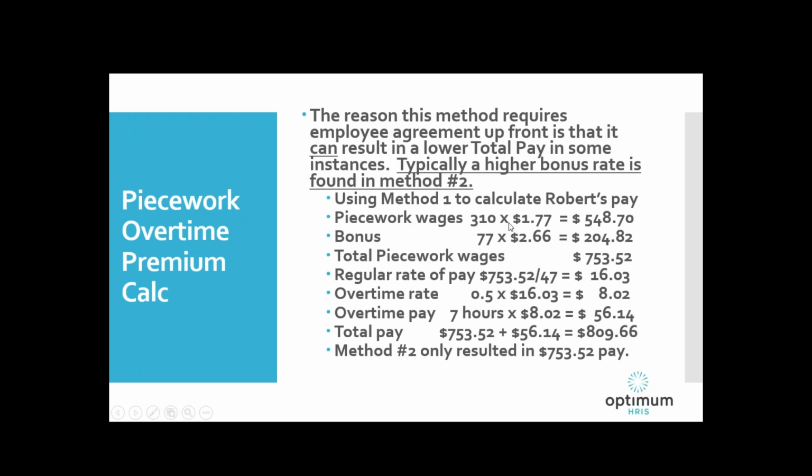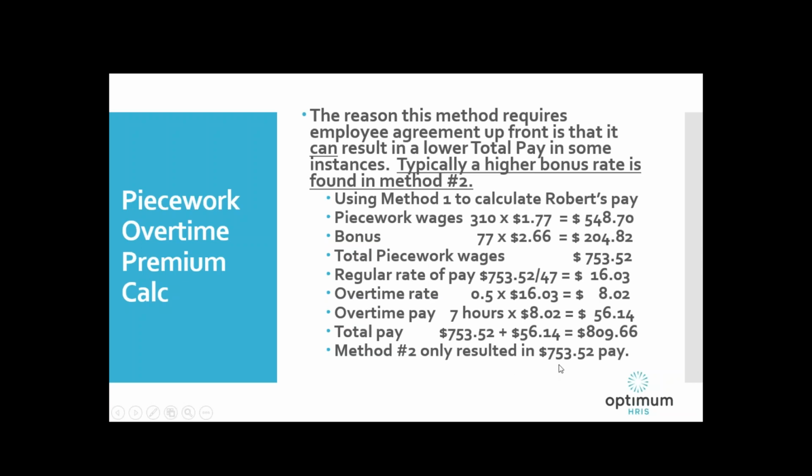Piecework wages, 310 pieces times $1.77, is $548.70. Bonus, 77 pieces times $2.66, is $204.82. Add those together, you get $753.52. Divide that by 47 hours for a regular rate of $16.03, times 1/2 is an overtime rate of $8.02, times 7 hours of overtime is $56.14, for a total pay of $809.66.